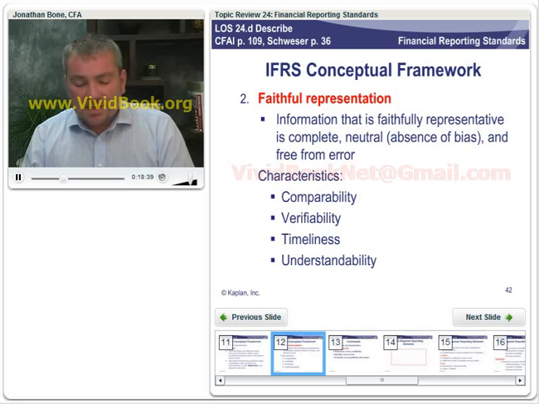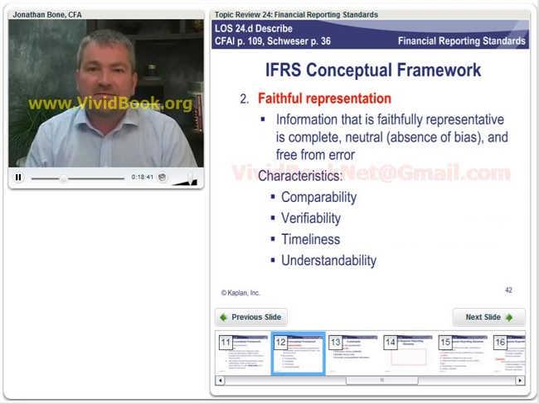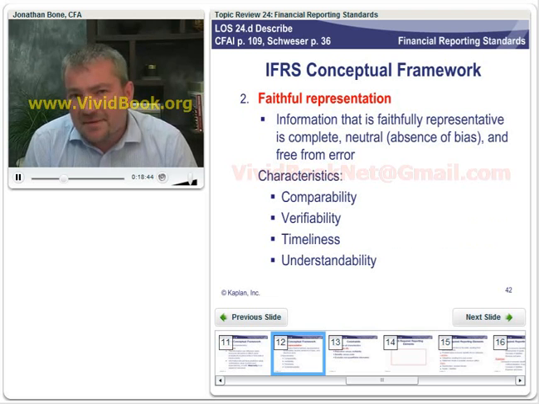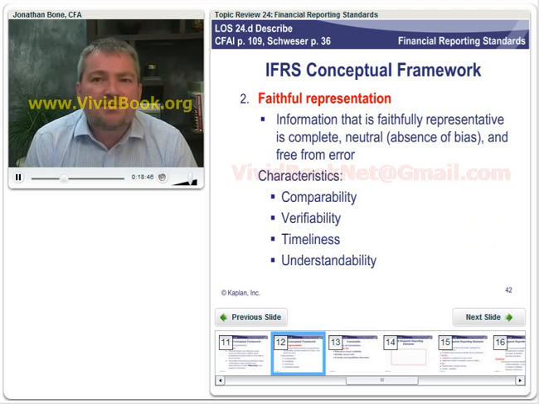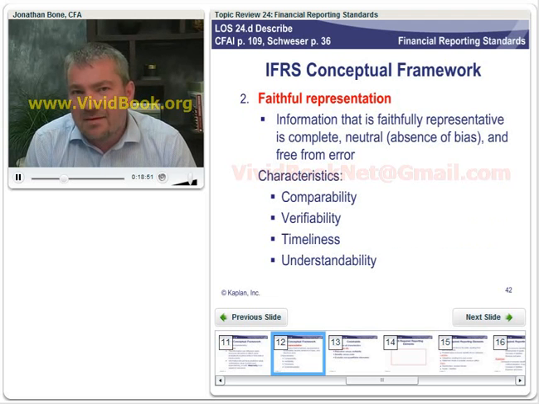So let's move to our second qualitative characteristic, which is faithful representation. Information that is faithfully representative is complete, neutral, and free from error. In other words, the accounts should represent the economic substance of the transactions that the company has entered into. It should be complete, covering all financial transactions that the company entered, neutral, so it should not be biased, and free from error. This goes back to the idea that material transactions should be free from error in order for the accounts to be true and fair.